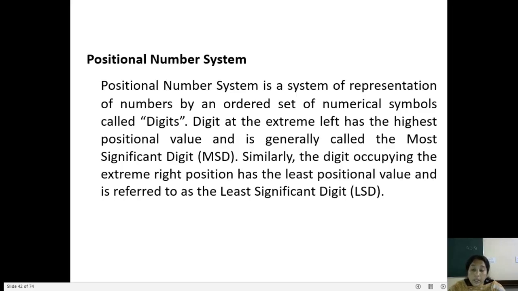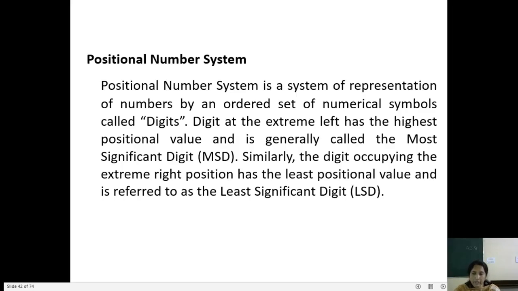So this type of representation of numbers we call a positional number system, which we also call an ordered set of numerical symbols, which we basically call digits. And when you come to the digit at the extreme left with the highest positional value, how do we recognize it? Just now I told you an example, 10, 100, 1000. I am recognizing it based on its place value, that is, the least significant digit and the most significant digit.